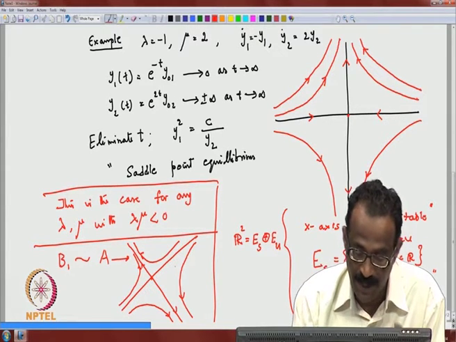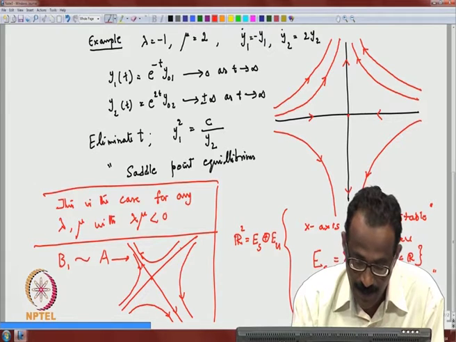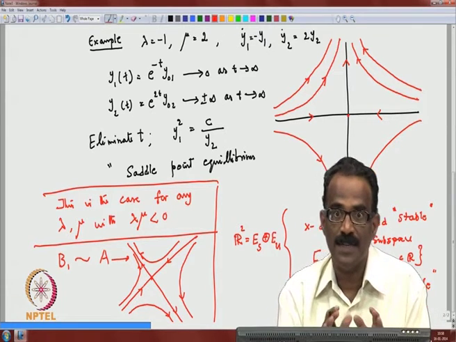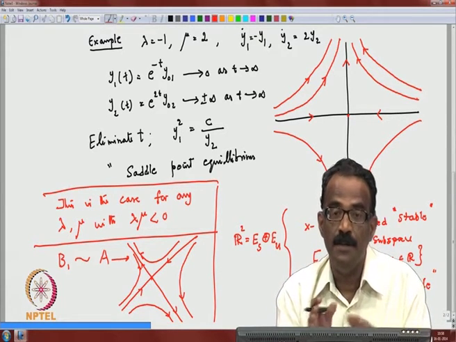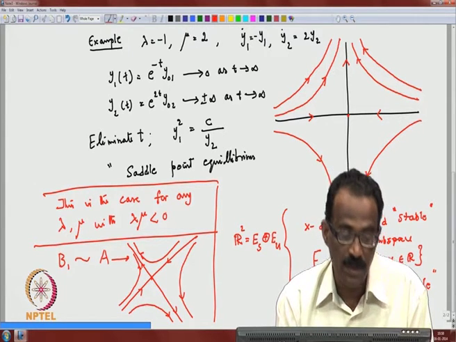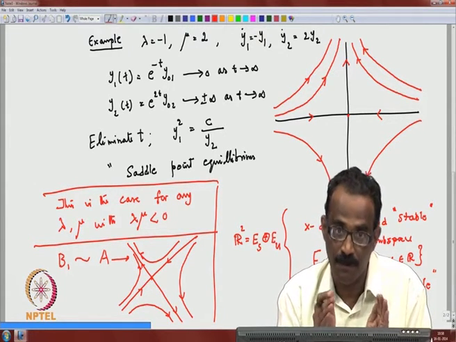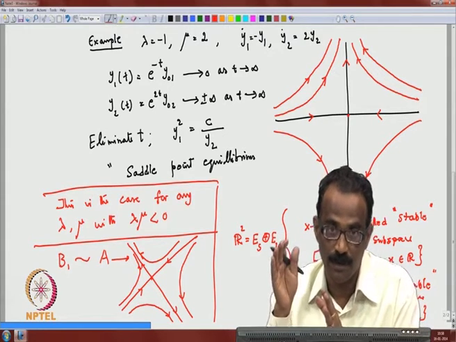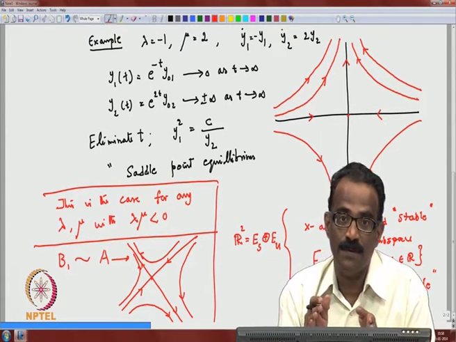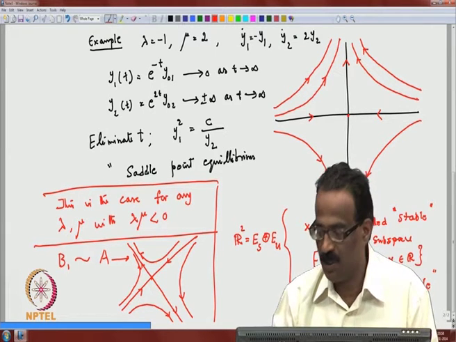That will give you, depending on the sign and so on, this will be in this direction, you see. So, that is what I said, there is no difference in the nature of the saddle point, the nature of the equilibrium point, for all the matrices coming from B1 corresponding to the matrix A with lambda mu less than 0. They will have the same nature of solution.